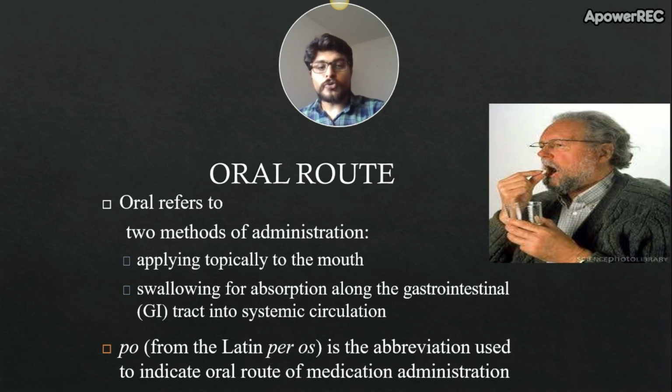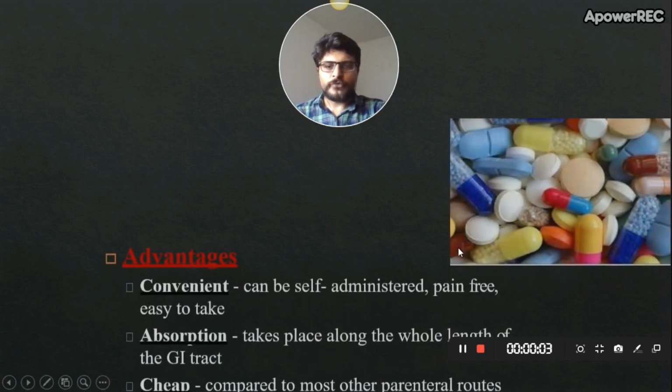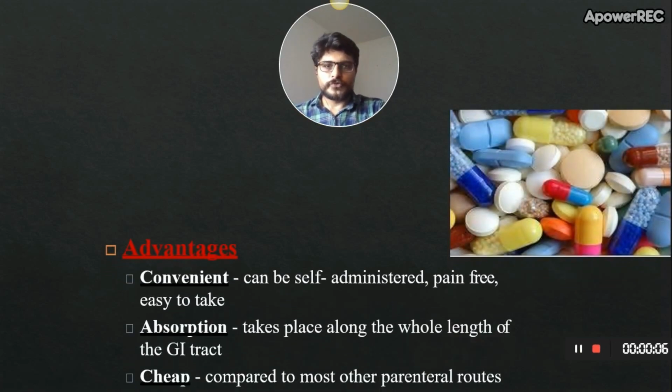Right. Per oral is the abbreviation used to indicate the oral route of medication administration. Right. Sometimes you have seen that in a doctor's prescription they write per oral, PO. Right. It is used for the oral route of administration. Moving on, advantages of this oral route. So it is convenient, can be self-administered, as well as it is pain-free and easy to take.